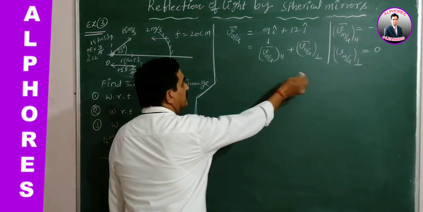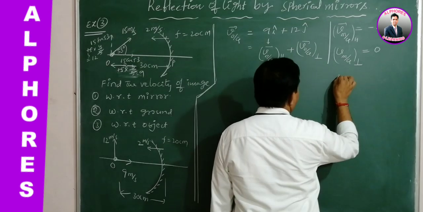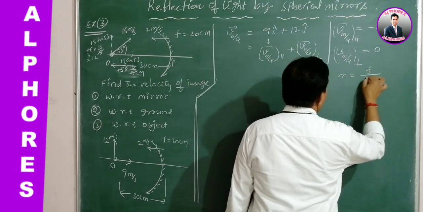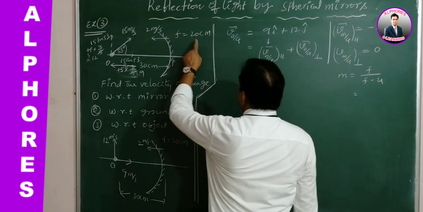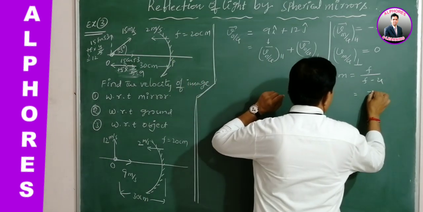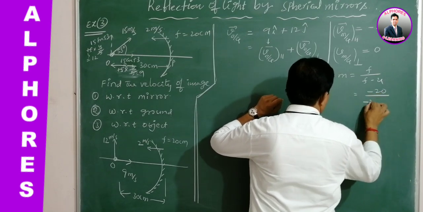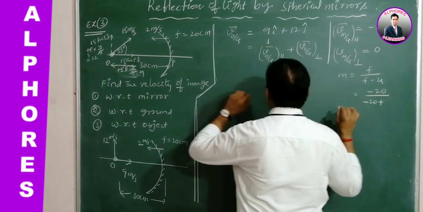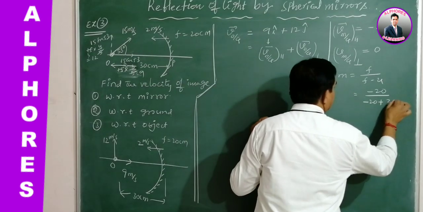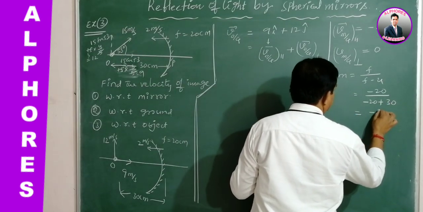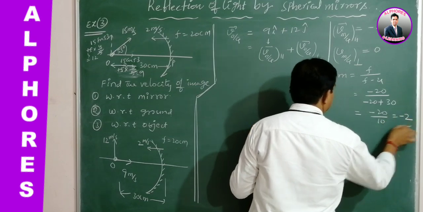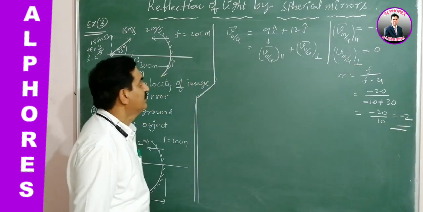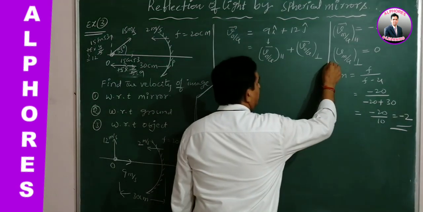Next, go for the magnification formula. Magnification equal to f by f minus u. F is 20, concave, so minus 20 by minus 20 plus object distance 30. Therefore, it is giving minus 20 by 10. So magnification is minus 2. Keep it aside and go for the first question.